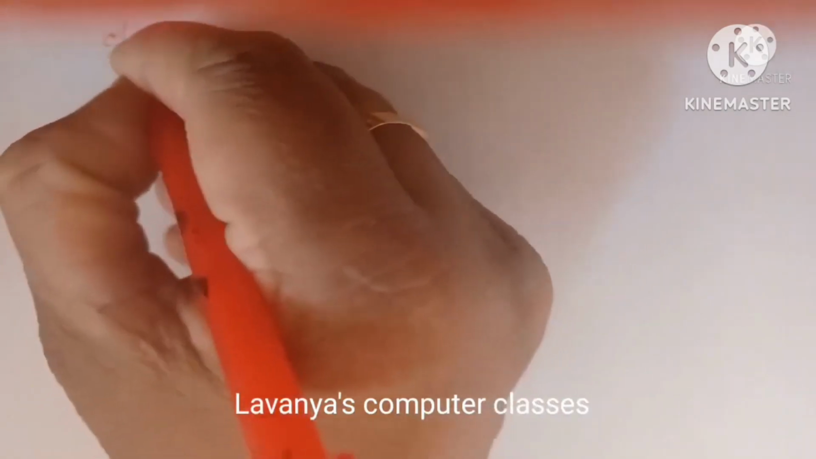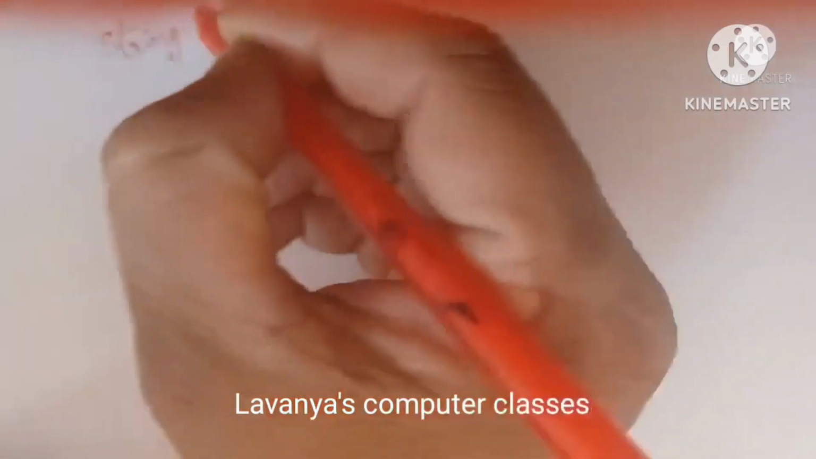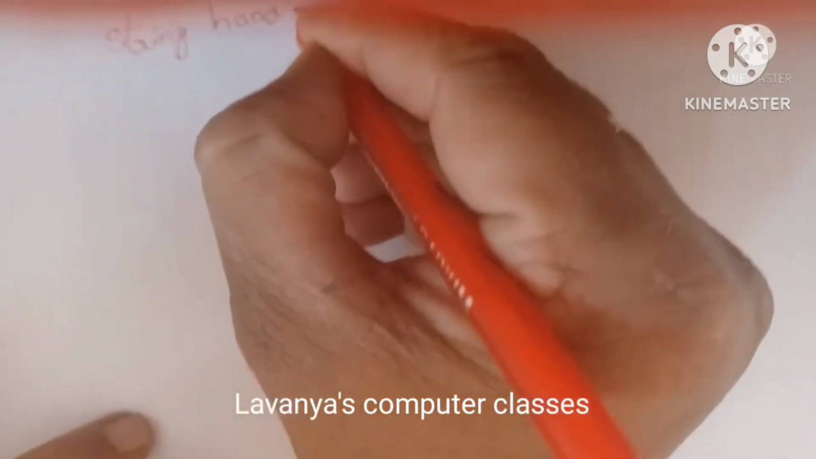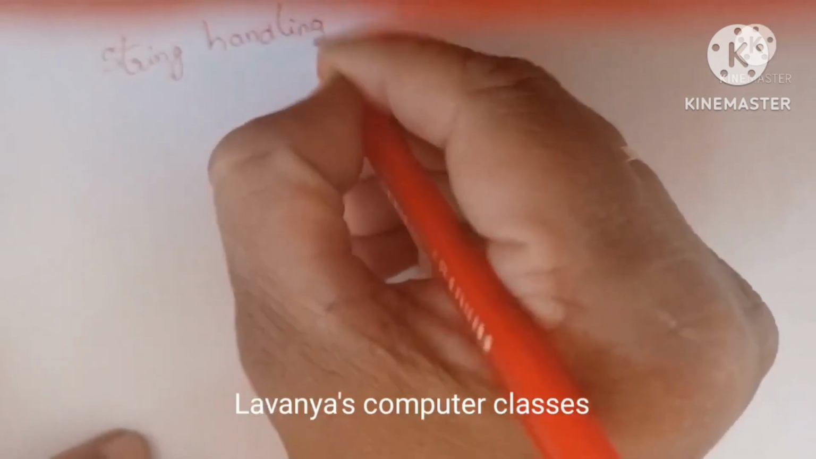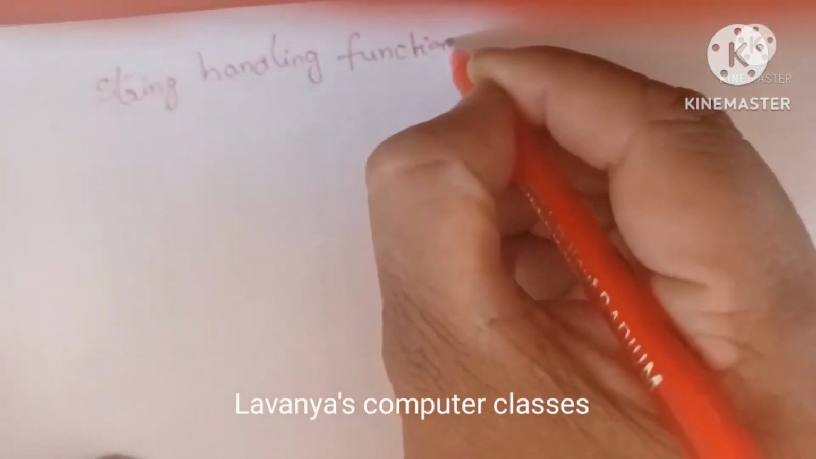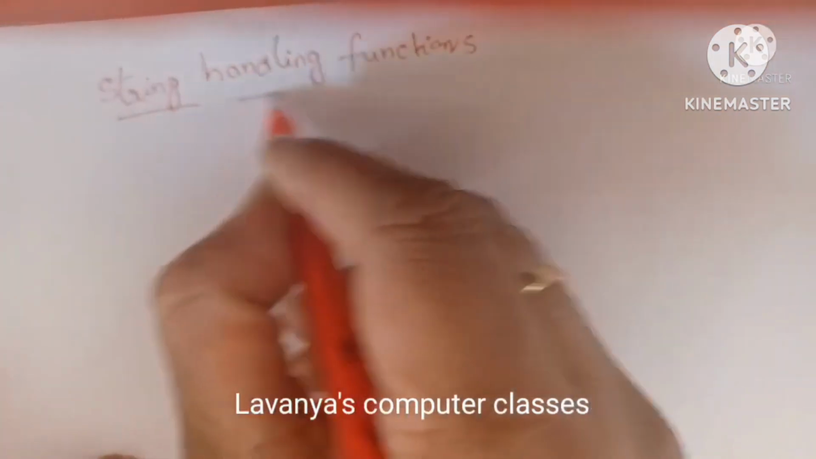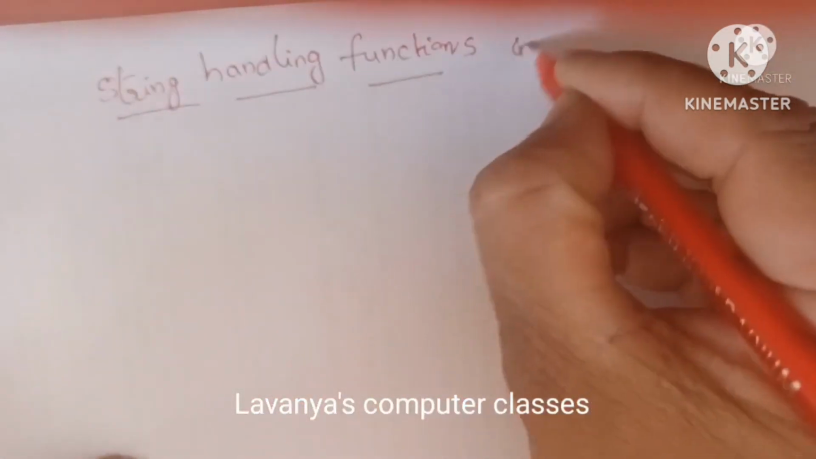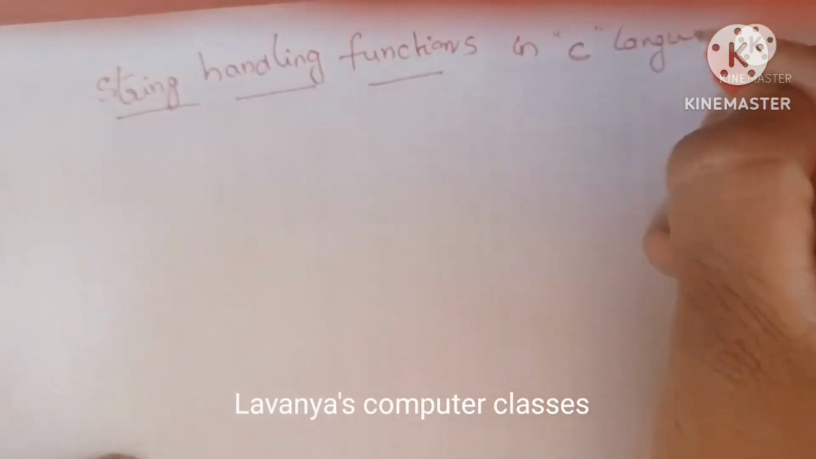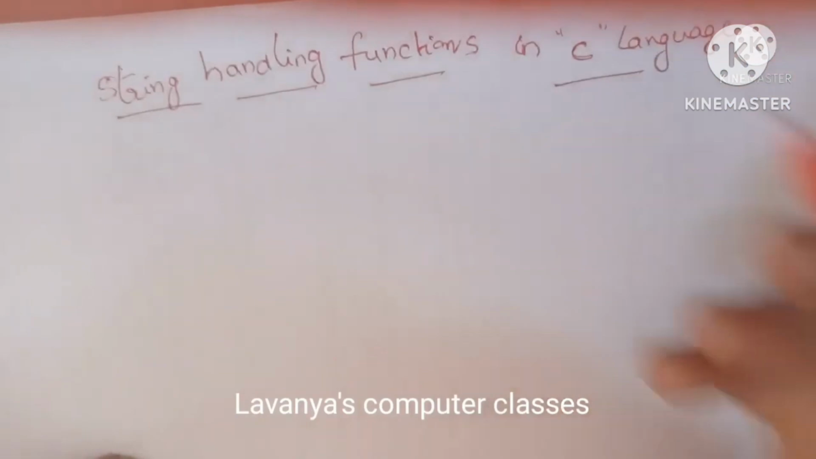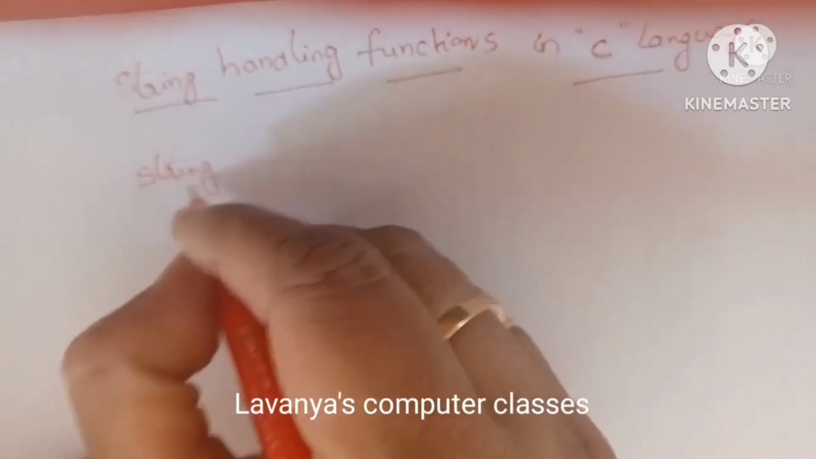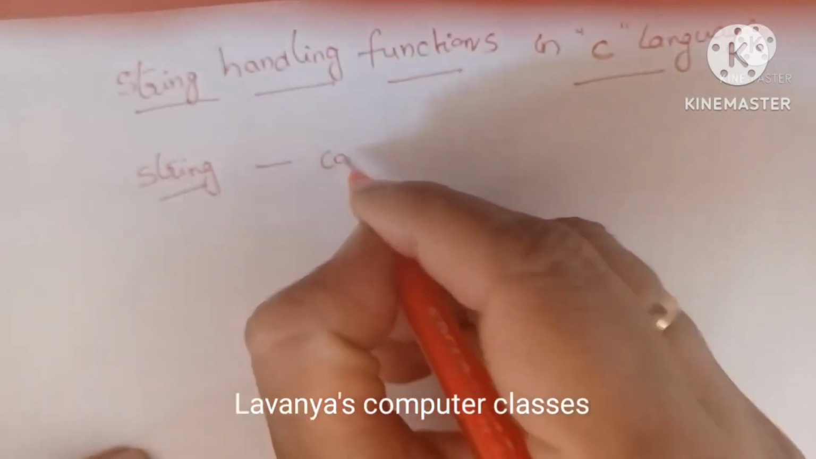In this video, I will explain string handling functions in C language. So what is a string? What type of operations are performed on a string? Those are called string functions. So what is a string? A string is a collection of characters, a group of characters. On those characters, if you are performing any functions or operations, those are called string handling functions. How can you handle strings? That is called string handling functions.